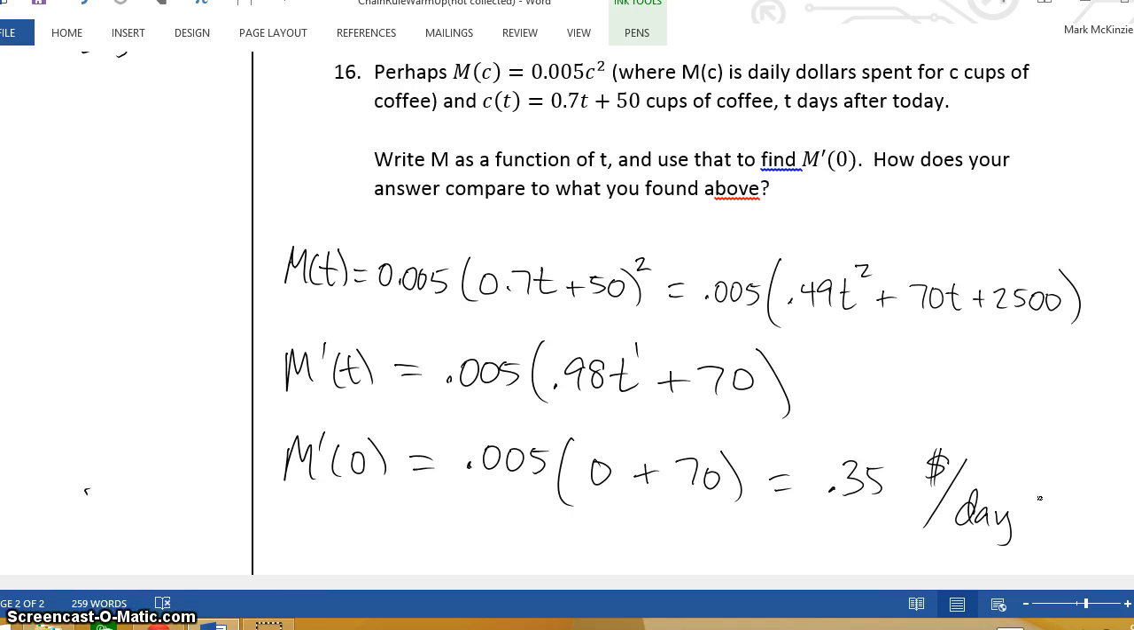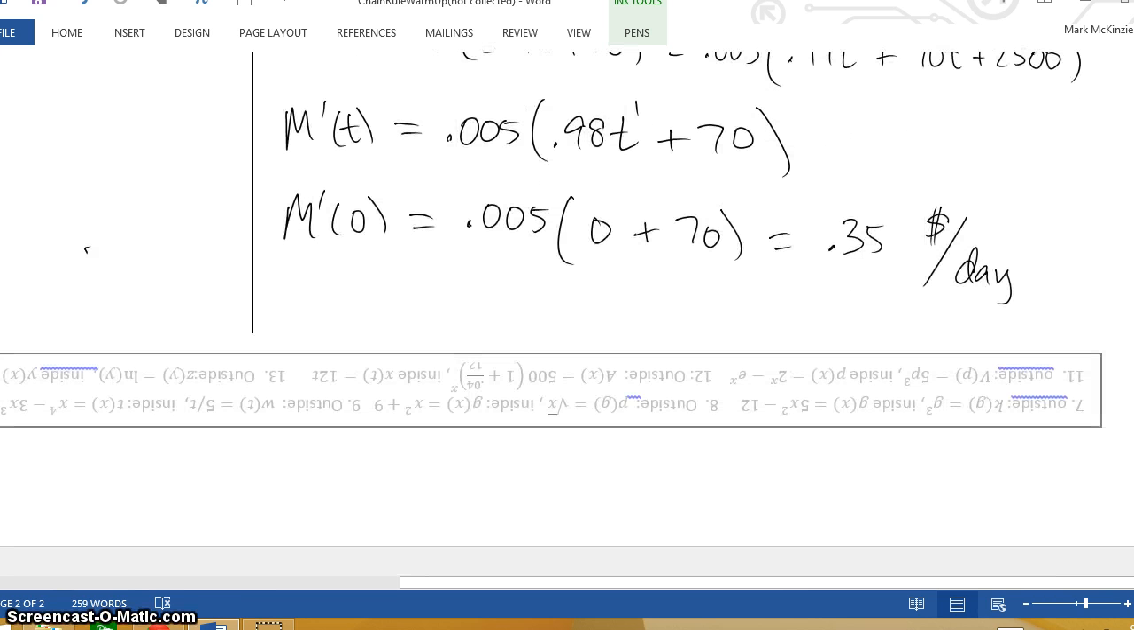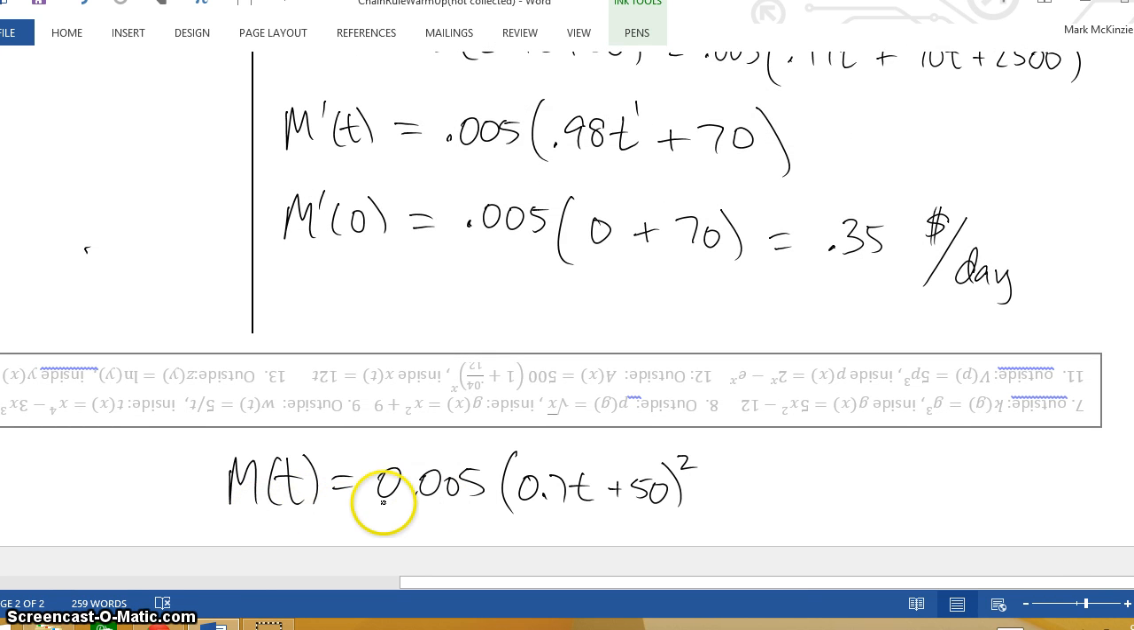Now, as you'll read about in the section for finding derivatives using the chain rule, an alternate path for computing the derivative of this function would be as follows. If we think of m of t as being a constant times something squared, our inside function might be 0.7t plus 50, and our outside function then would be 0.005 times some variable squared.